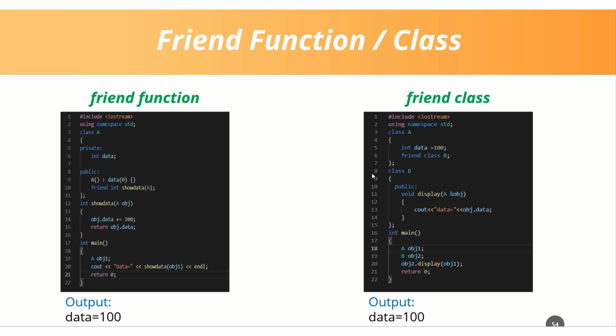Now the same concept is used in the friend class. Instead of declaring a function as a friend, here the whole class is declared as a friend. In this, our output is also data equals 100.